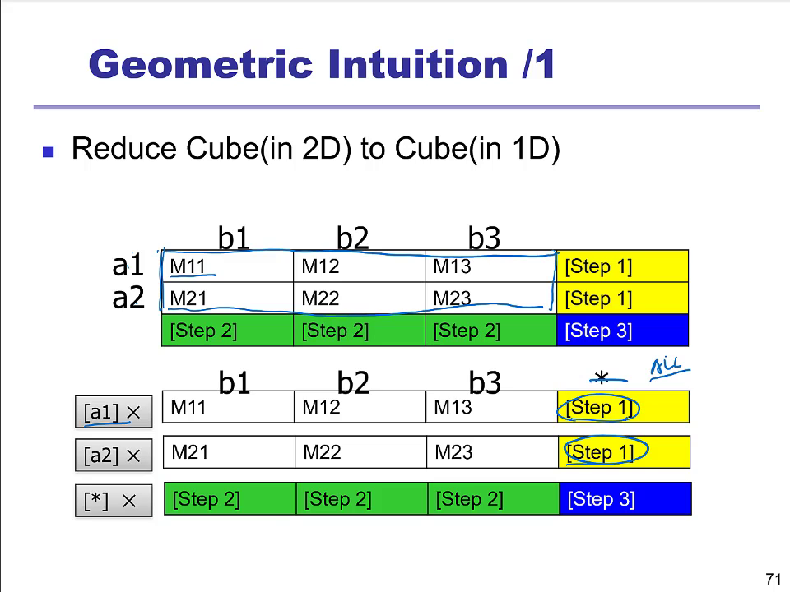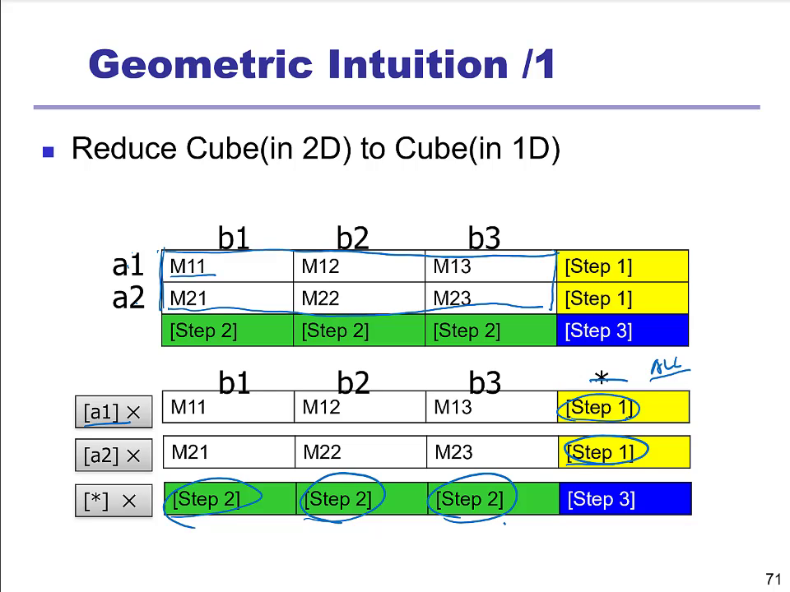cell, right. Then for the second step, we actually want to compute star B1, star B2, and star B3, where this star means on dimension A, it takes all. Okay. So in order to do that, we simply add M11 and M21 to get this cell, and so on and so forth. Okay, this is the second step.